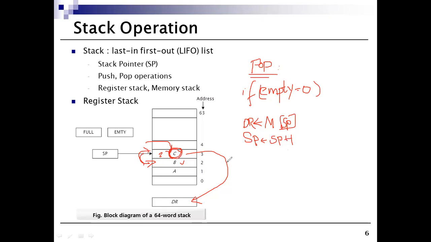After this, what is the last statement? When will your empty flag become 1? What is the condition here?